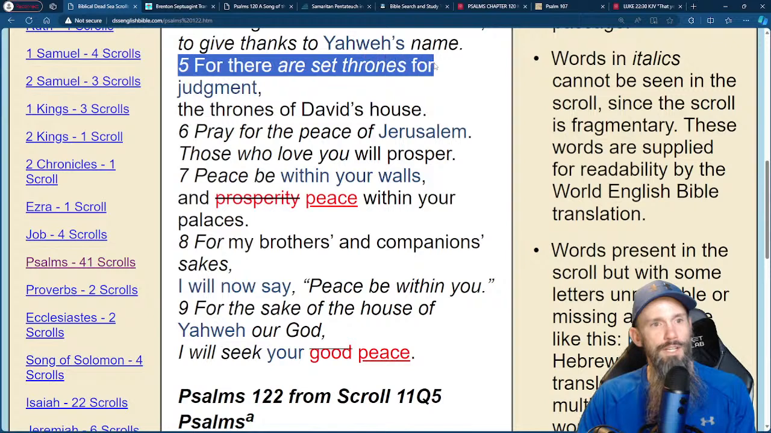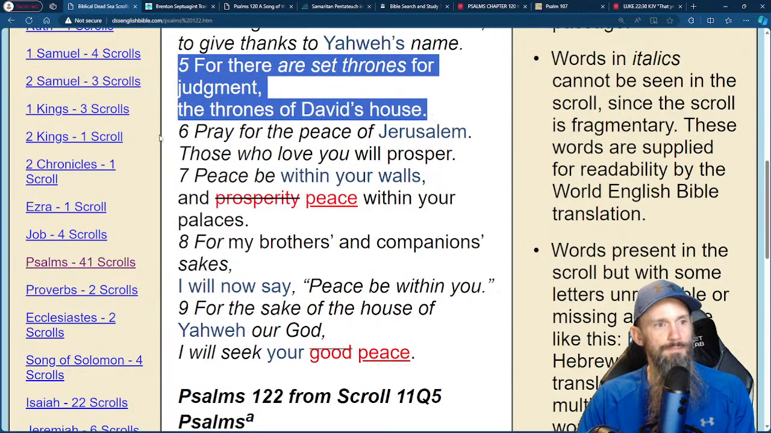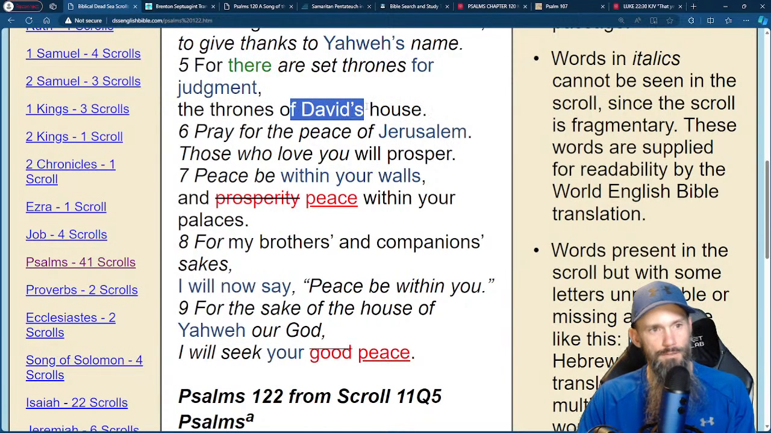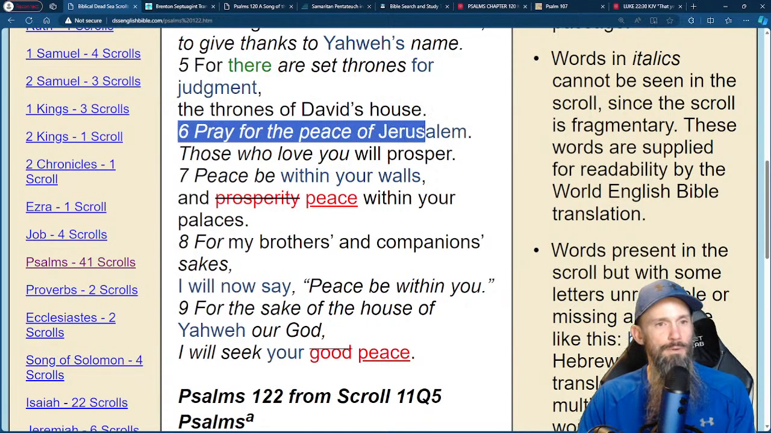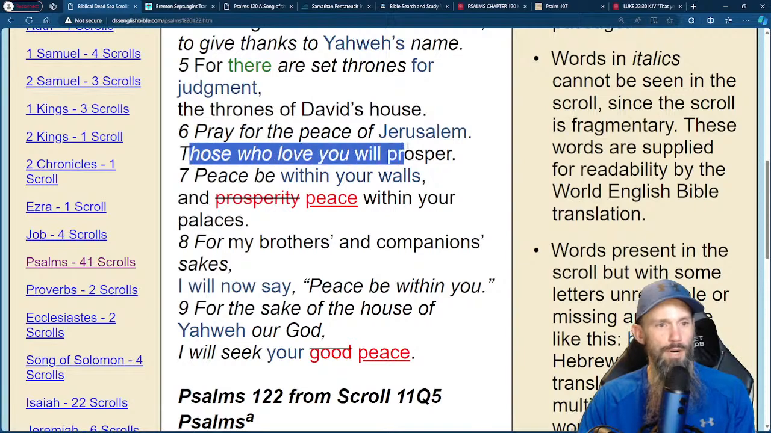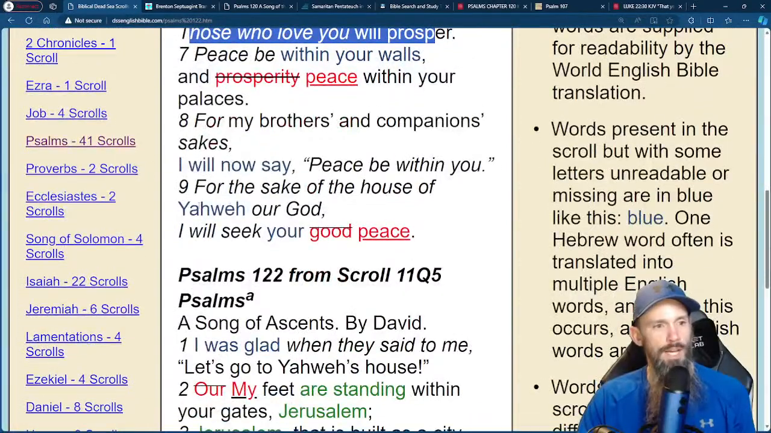For there are set thrones for judgment, the thrones of David's house. Messiah is of the line of David. Pray for the peace of Jerusalem. Those who love you will prosper. Peace be within your walls and peace within your palaces. For my brothers and companions' sakes, I will now say, peace be within you. For the sake of the house of Yahuwah our Elohim.